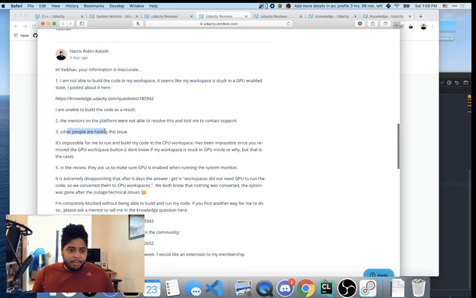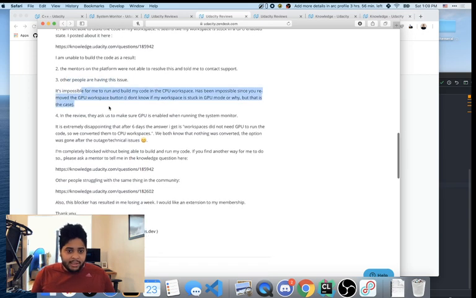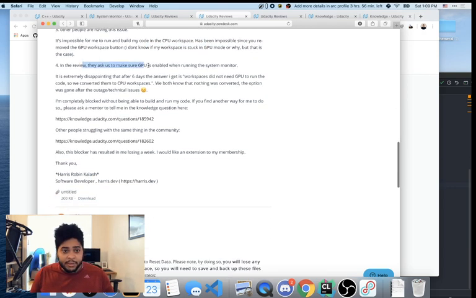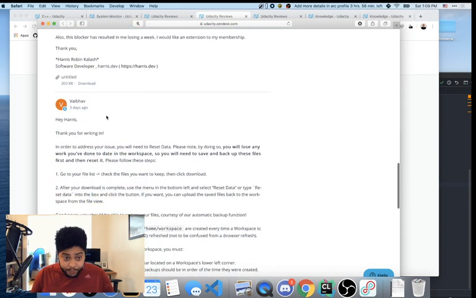Mentors were not able to help. Other people are having this issue. It's impossible for me to run the code. Again, I mentioned that I believe my workspace is stuck in GPU mode. In the review, they asked for GPU mode to run the project. Again, I mentioned some more of my frustration, asking for an extension.